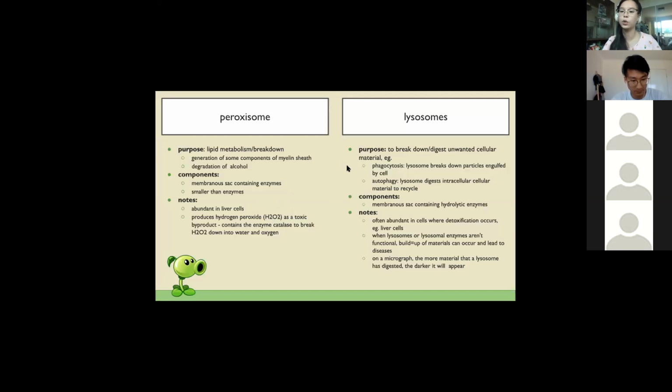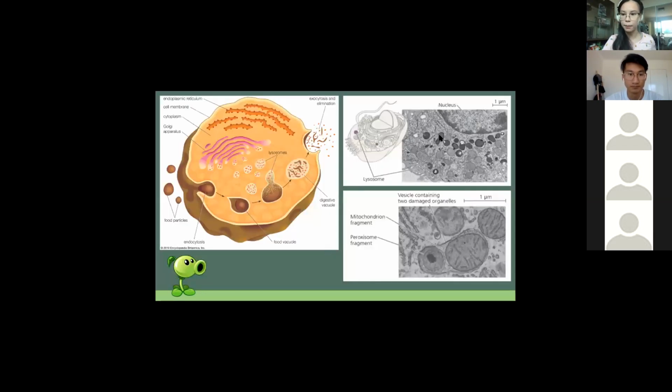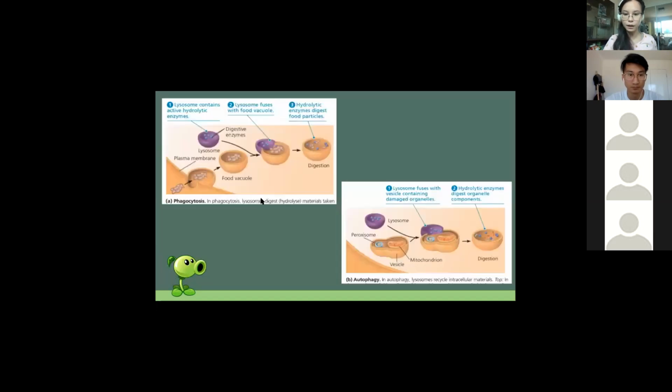Lysosomes are there to break down cellular material that isn't wanted anymore. That can be things that the cell has ingested from outside of the cell, or just stuff inside the cell that wants to be recycled. Here are some micrographs of the cell and a diagram. And this is showing the difference between phagocytosis and autophagy.